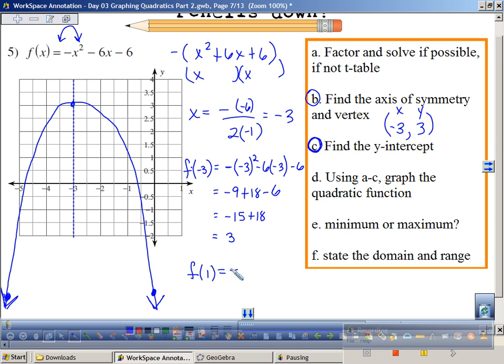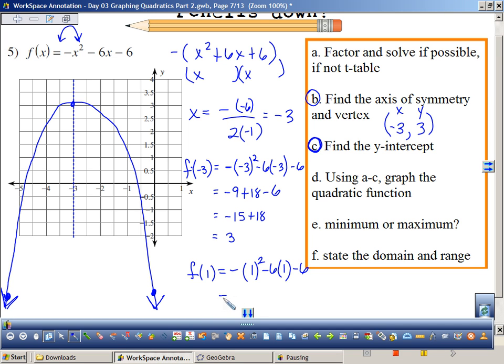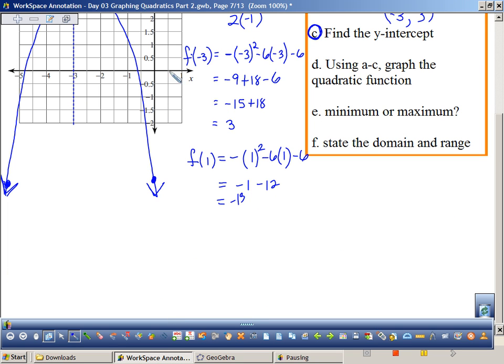If I plug in 1, I get negative 1 squared minus 6 times 1. Oh, that's what I was doing. Thank you. Okay, so we should get negative 13. Okay, I feel so much better because I was getting scared. Negative 13, does that make sense? Sure. Why doesn't it make sense?